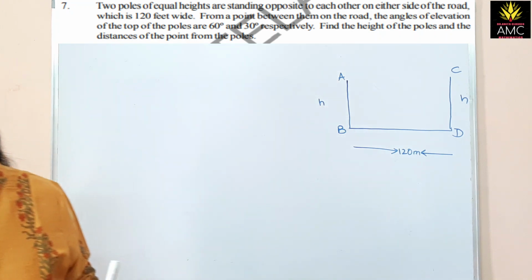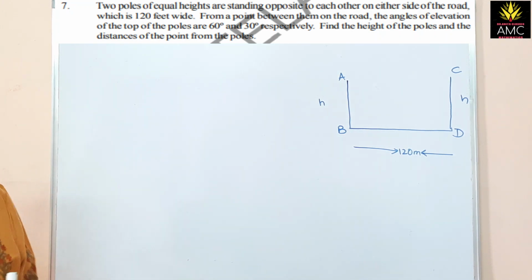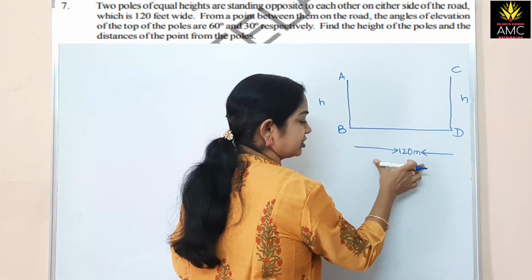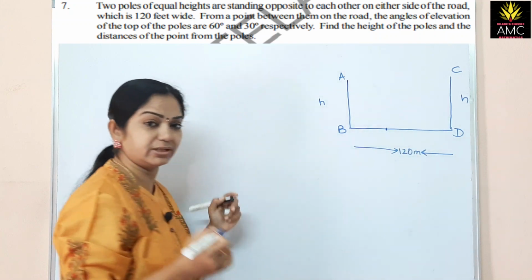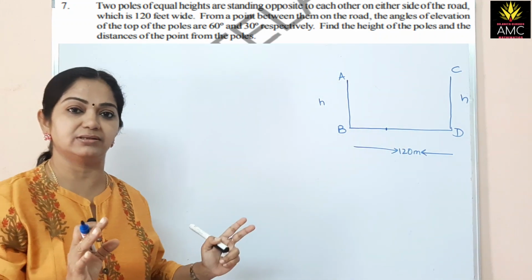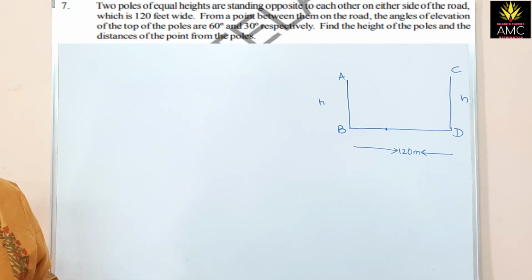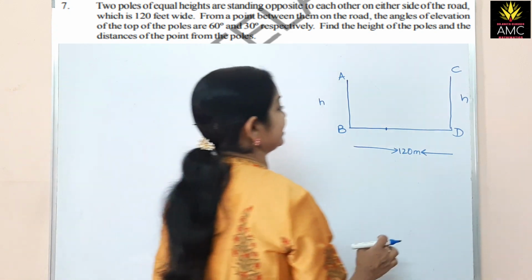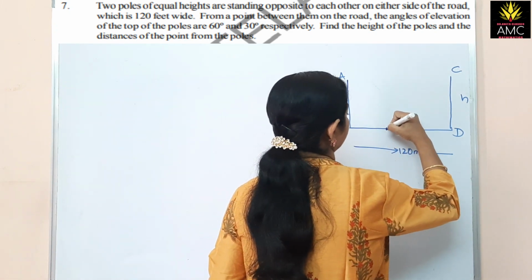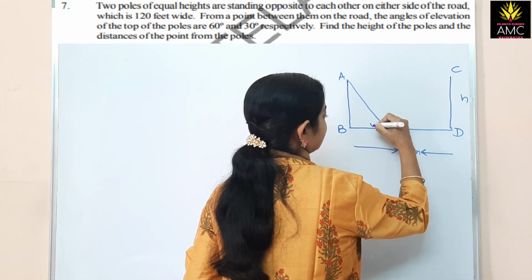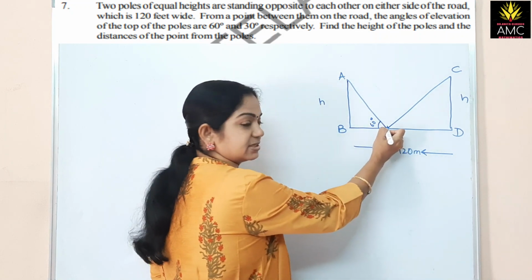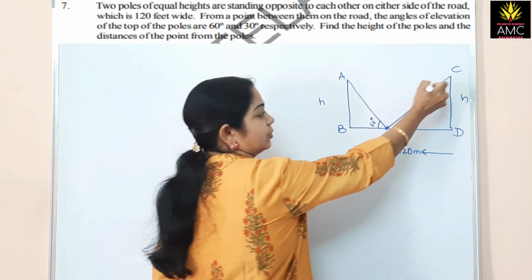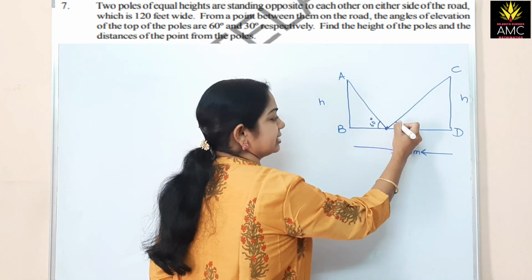Also given, from a point between them on the road. So this is the road. The two poles are 120 meters apart, and from some point, not in the center, but some point between the poles, the angles of elevation of the tops of the poles are 60 and 30 degrees. So this is 60 degrees, and from this point of observation a person is looking at the tops of these two poles of equal height. So this is 60 and this is 30.